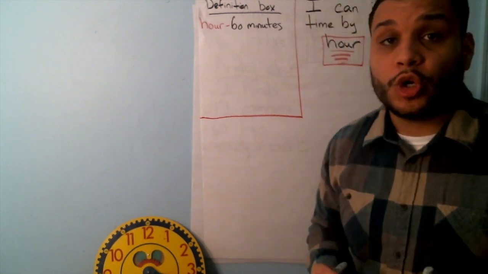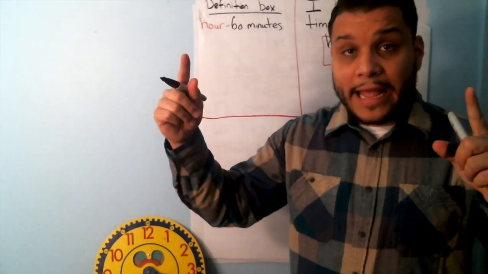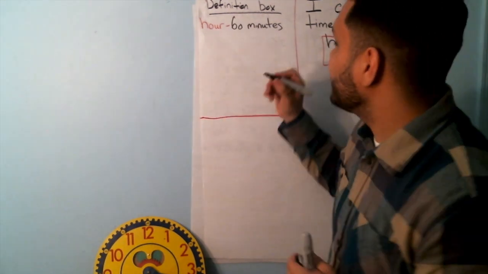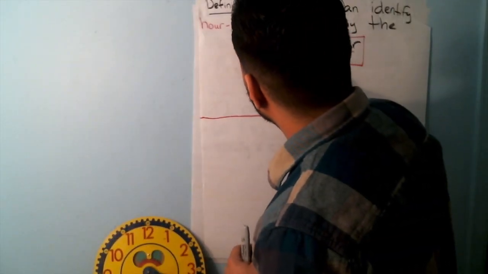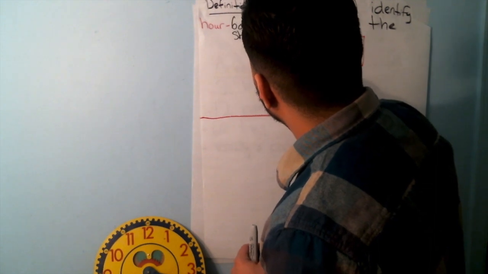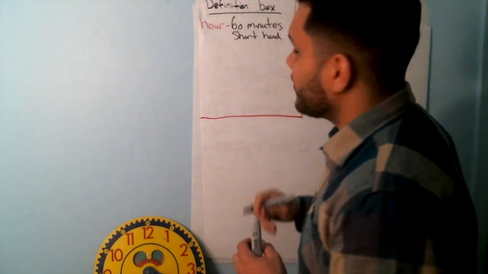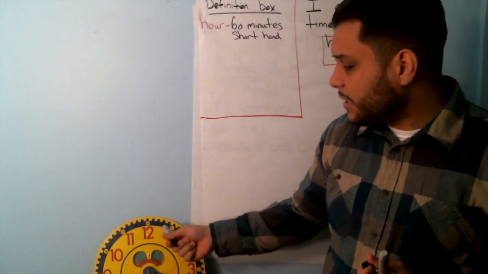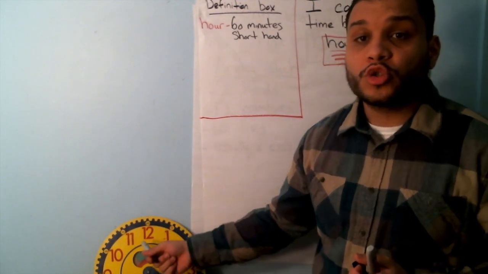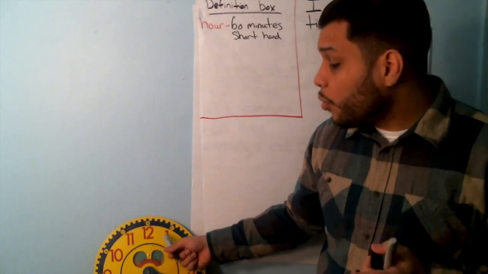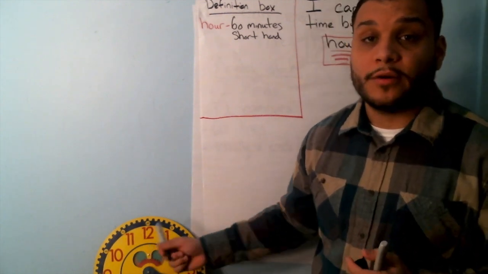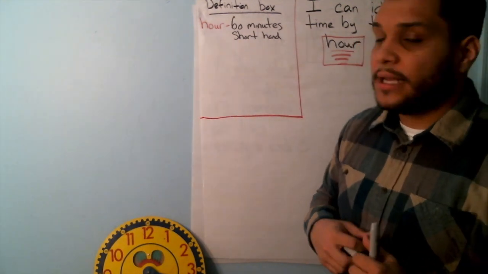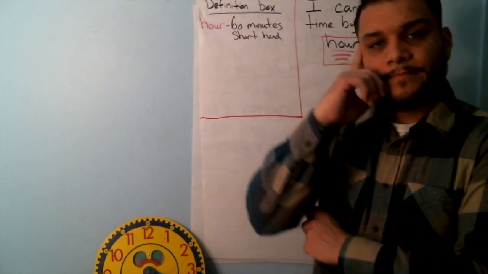And we also know that our long hand represents our hour. No, our short hand. And last, we know that it needs to be a number either 1 through 12. What numbers? 1 through 12. Awesome job. What's another word that we can put in our definition box?